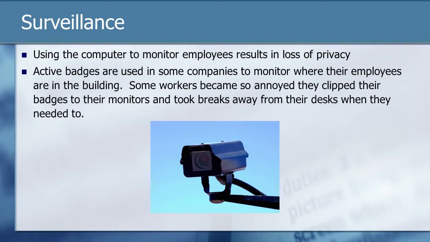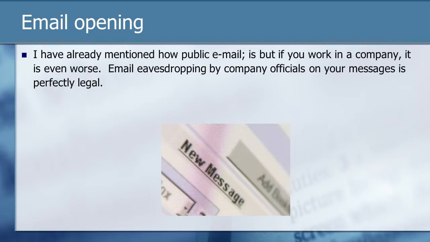Sometimes computers are used to monitor employees, and this results in loss of privacy. Some companies use active badges to figure out exactly where their employees are in the building at all times. In fact, some workers get so annoyed they actually pin their badges to the monitors so they can take breaks when they need to. But surveillance is certainly an issue as more and more cameras are being put up, even on the roads and subway systems, in different places.